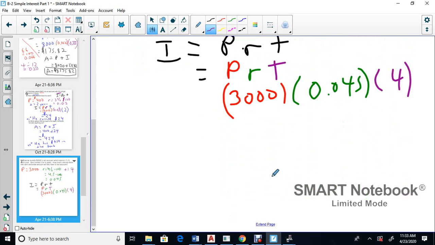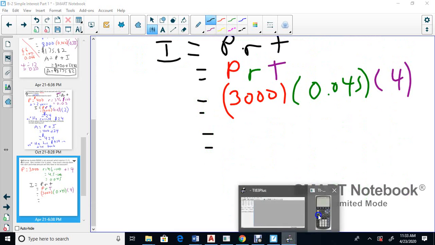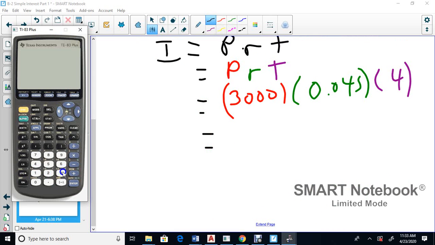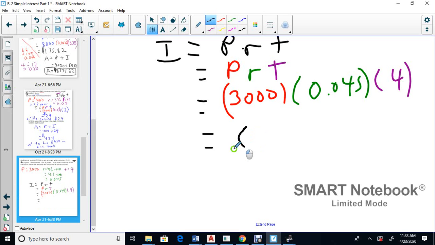Now we multiply the three values. So we'll go to black. So we go to our calculator. 3,000 times 0.045 times 4, 540. Wow, a little bit more this time. I guess they put more money in. So it's $540.